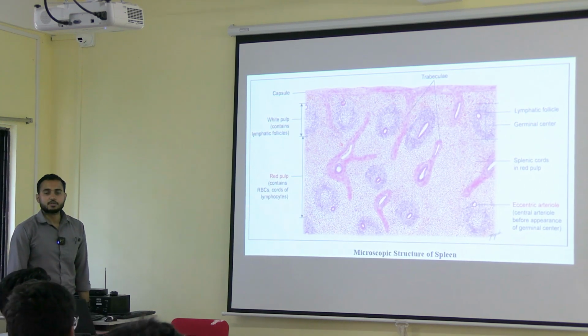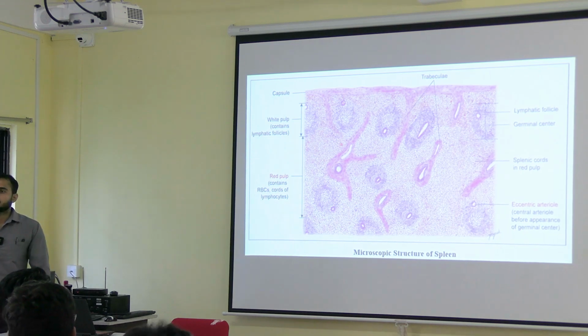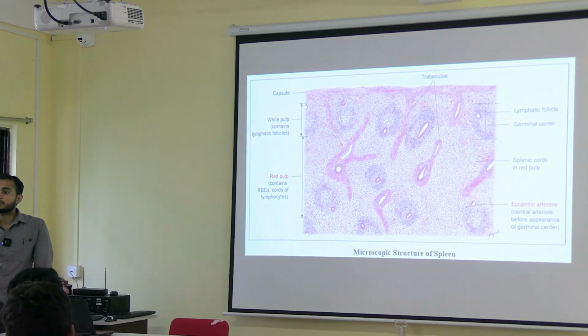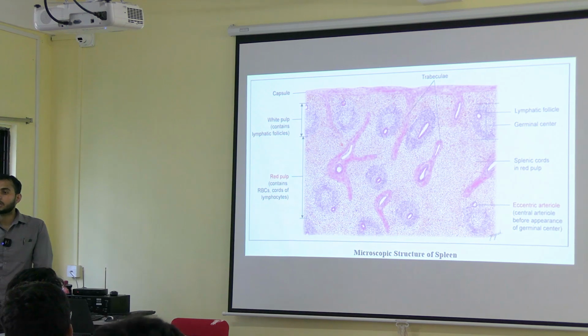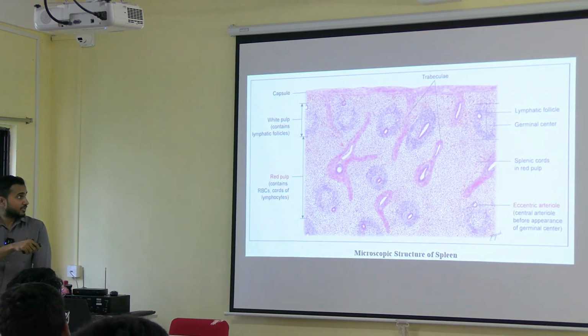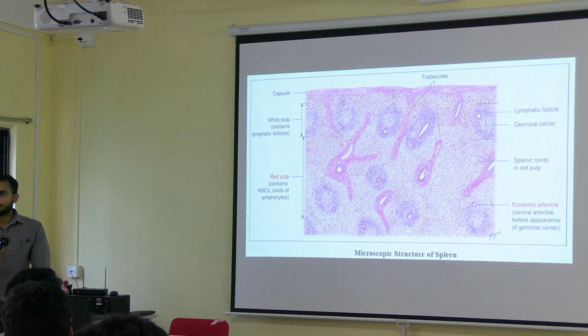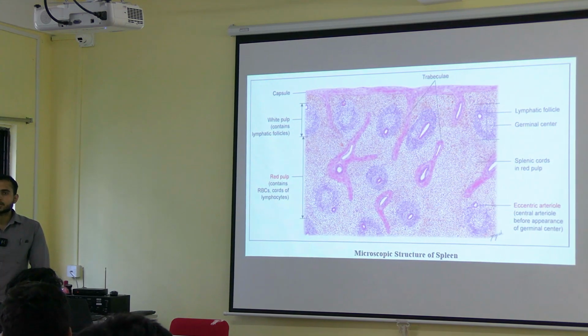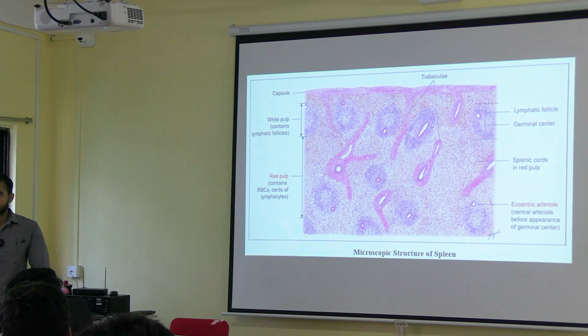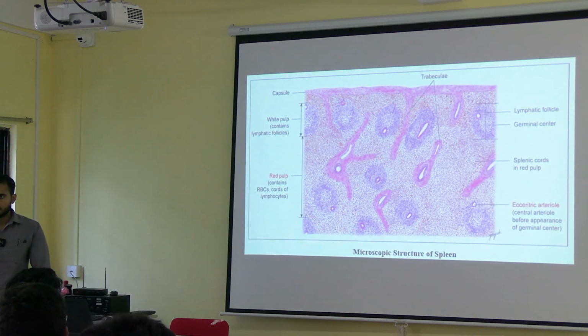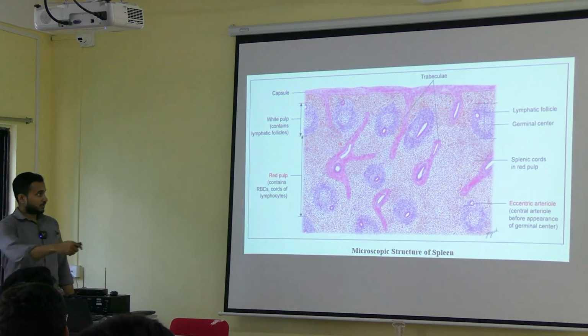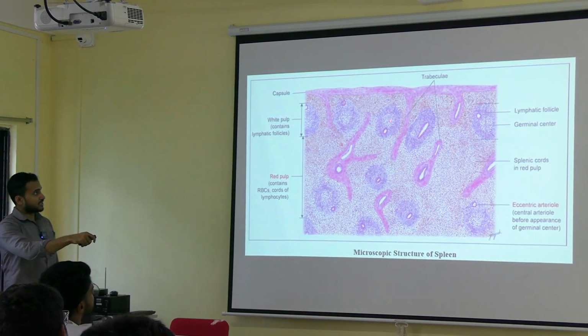Okay? Why it is white? What is the appearance of the white pulp? Darkly stained. That also basophilic. That means blue color appearance. Just see, these are basophilic blue color appearance are there. Now, by looking at the white pulp, can you tell me where is the location of arteriole in most of the cases? Eccentric. Okay? It is eccentric.